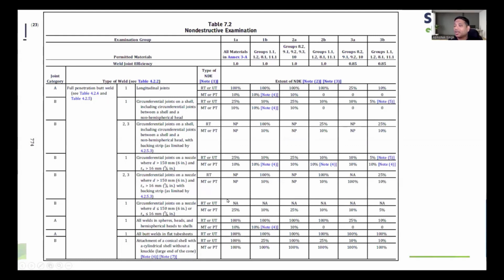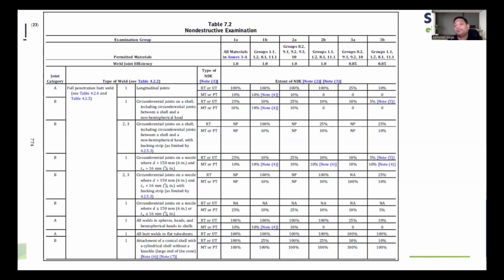Other than that, based on different joint category and type, once your examination group is fixed, you can write down for almost all the different categories what the radiography requirement is, and MT and PT. So it's very structured in that way. You can conclude it's not very high, it's very similar to what we have.